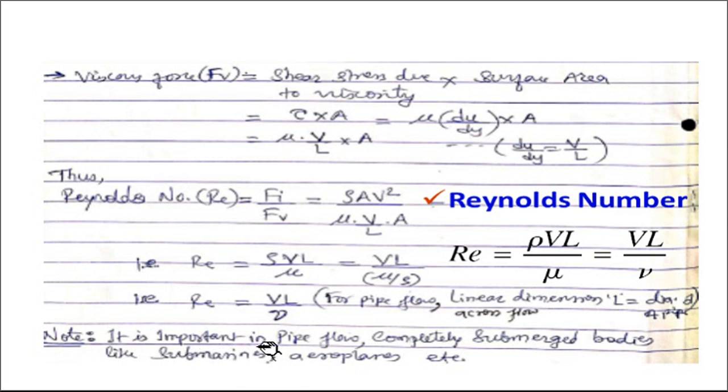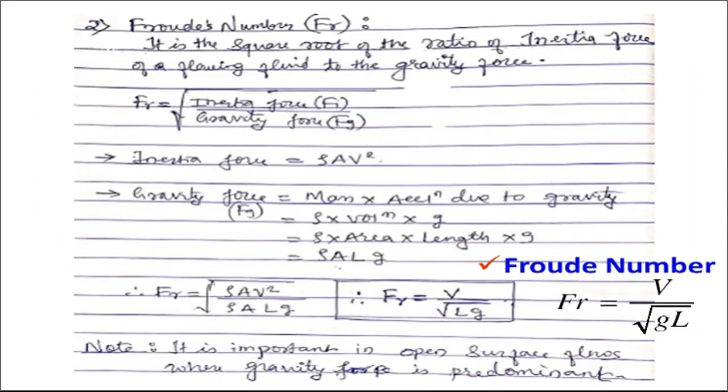So it is important in the study of pipe flows. As we know, we classify laminar and turbulent flows with the help of Reynolds number. Also, it is important in the flows of completely submerged bodies like the submarines and the aeroplanes and the cars which move in the atmosphere. So, analysis of these fluid mechanics problems is done with the help of Reynolds number.